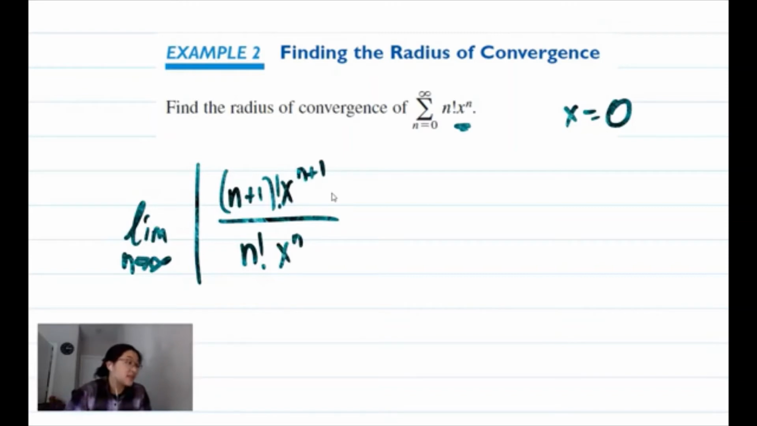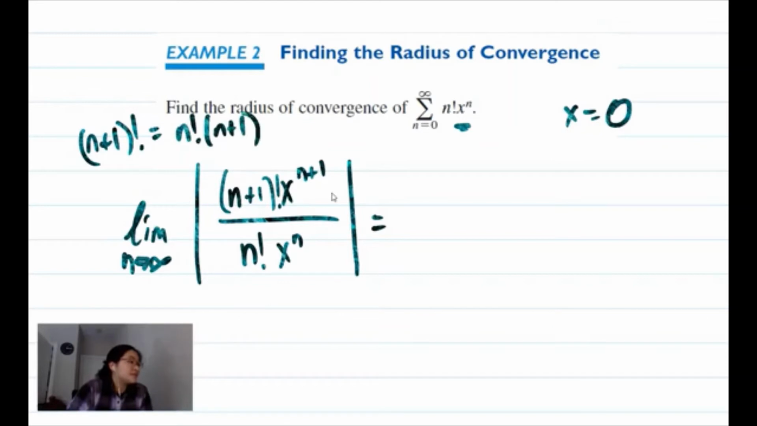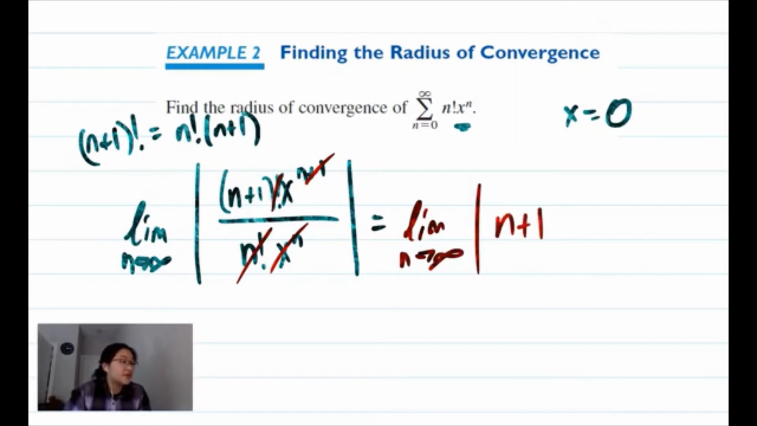Okay, and then what do we have? Well, when we simplify that, because (n plus 1) factorial is n factorial times (n plus 1), the factorial here cancels with this n factorial, and x to the n cancels with the x to the n plus 1, so we end up with the limit as n approaches infinity of the absolute value of (n plus 1) times x.